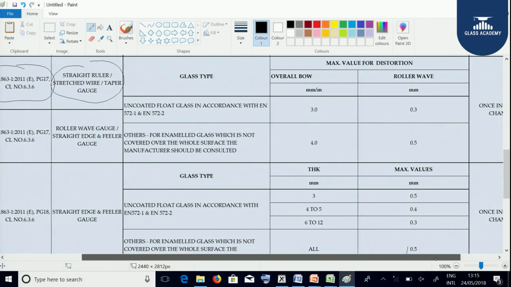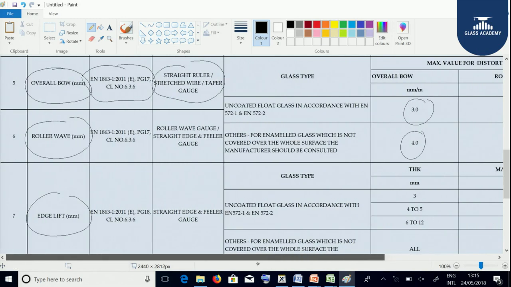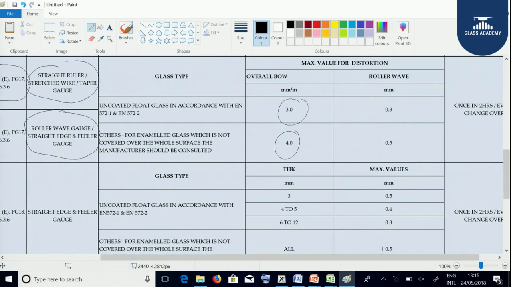Now we need to see what the overall bow tolerance is. For float glass, in a meter the overall bow allowed is 3 mm, and for enamel glass the overall bow allowed is 4 mm per meter. And the roller wave is measured through a roller wave gauge or a straight edge with the help of a taper gauge. The maximum roller wave distortion allowed is 0.3 mm, and for enamel glass it is 0.5 mm.